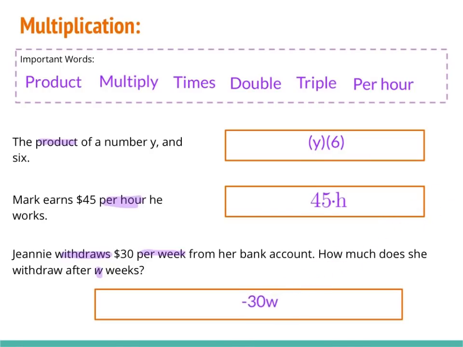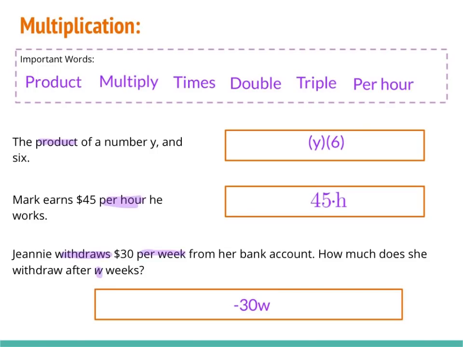So I have negative 30W. So negative 30 representing them losing $30 and then times W. Now notice I didn't put any multiplication dot or parentheses. Negative 30 next to the W indicates multiplication. So in each of these examples, I showed a different way to represent multiplication and all of them are correct.